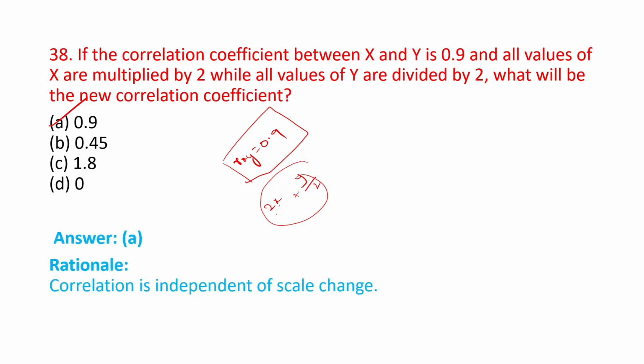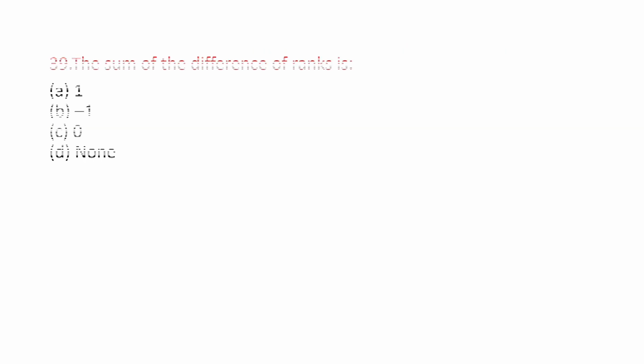Okay, correlation is independent of scale, right. Sum of the differences is always 0.